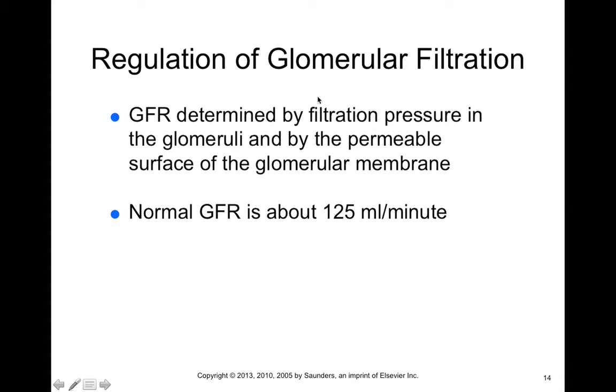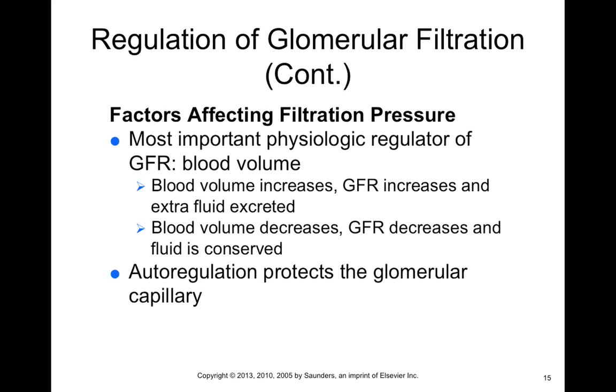Now, the kidneys also have something called glomerular filtration rate, or GFR. Glomerular filtration rate is determined by things like filtration pressure in the glomeruli, as well as the permeability of those glomeruli. And a normal GFR is about 125 mL per minute. If GFR is too fast or too slow, that can indicate some pathologies that may be present. The way that glomerular filtration rate is regulated is through intrinsic and extrinsic mechanisms.